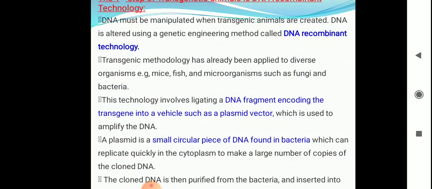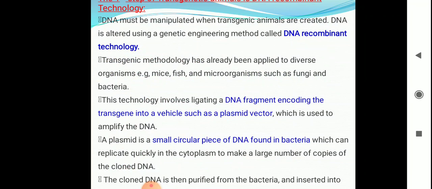Now, the first step of creating transgenic animals is DNA recombinant technology. Because before going to transgenic animals, we must know the recombination technology, how to recombine. Okay, that I have already discussed in genetic engineering, but still, again we are recollecting some information. DNA must be manipulated when transgenic animals are created. DNA is altered using the genetic engineering method called DNA recombination technology.